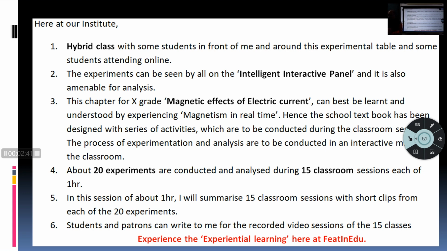What I have done here is try to realize the experiments in real time. We have conducted around 20 experiments here, in around 15 one-hour sessions. We have discussed them elaborately, and now I am going to summarize all of them in one hour. It will be like a written summary sheet, but with technology, you are going to have a summary sheet with live experience. So now we are going to enjoy the experiments here.